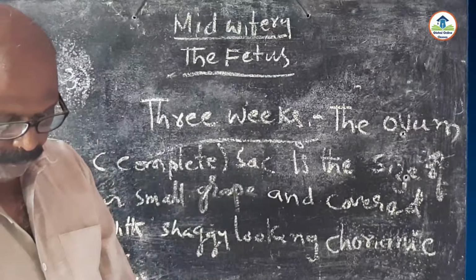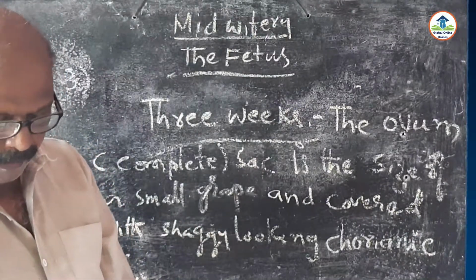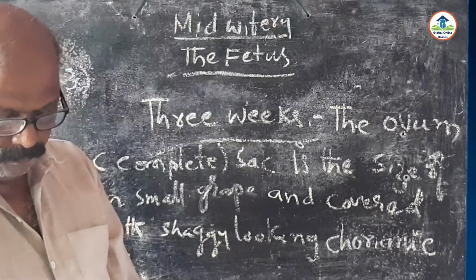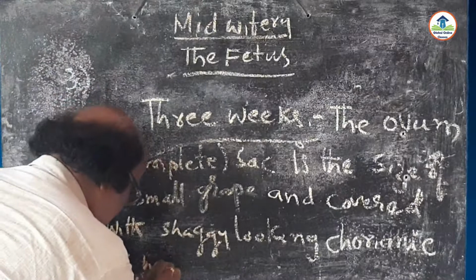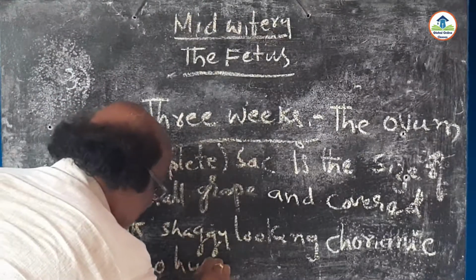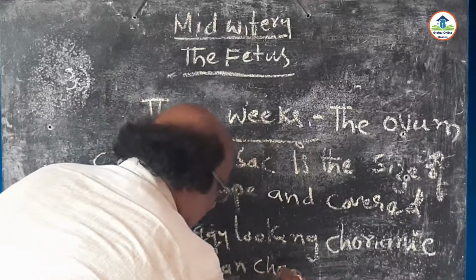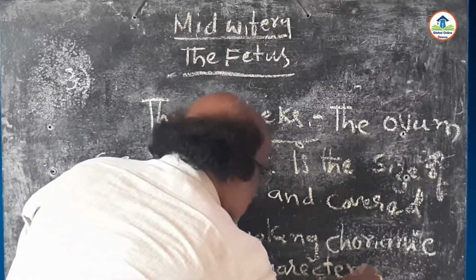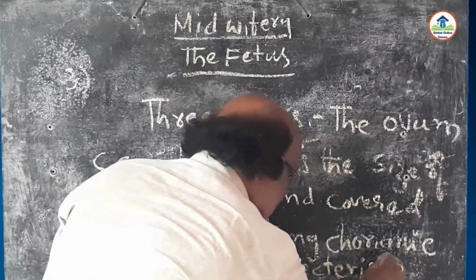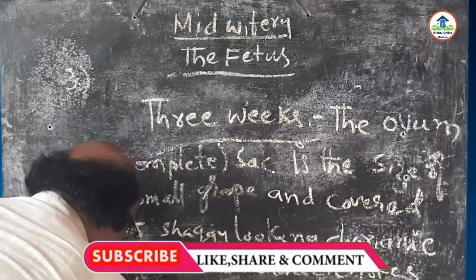Chorionic villi. No human characteristics can be recognized.